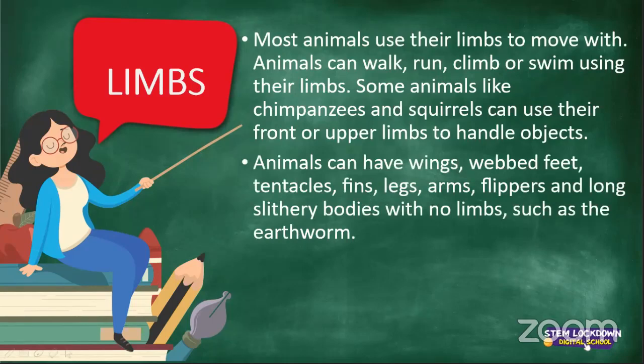Animals can have wings. Remember, these are all limbs, okay? They can have wings, webbed feet, so that they can move and swim in the water. Some have tentacles as limbs, fins, legs, arms, flippers, and long slithery bodies with no limbs, such as the earthworm. He has no limbs. Okay.